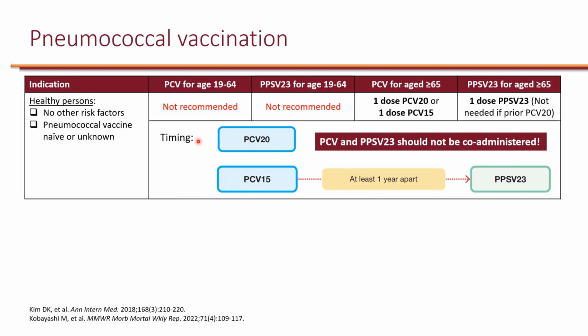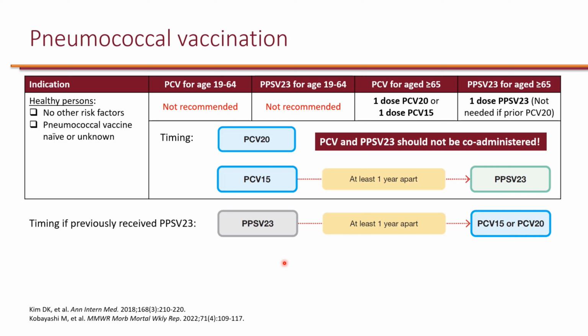So here's what the timing looks like. Obviously, if somebody gets PCV20, they're done. There is no need for them to get PPSV23 because most of PPSV23 is covered here, and PCV in general is a better vaccine than PPSV. However, if somebody gets PCV15, they will just have to wait 1 year and then get 1 dose of PPSV23, and they are done. Now, what if somebody had already received the PPSV23 and they have not received their PCV yet?